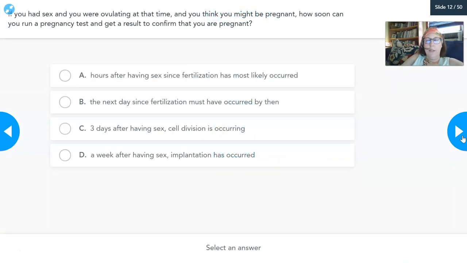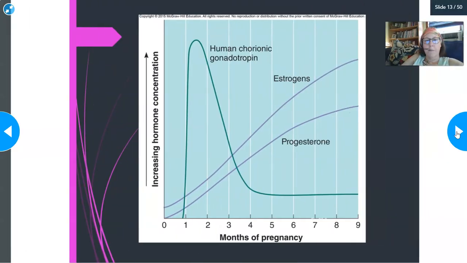Okay, so again, little critical application here. If you had sex and you were ovulating at that time and you think you might be pregnant, how soon can you run a pregnancy test and get a result to confirm that you are pregnant? And so select an answer for that.